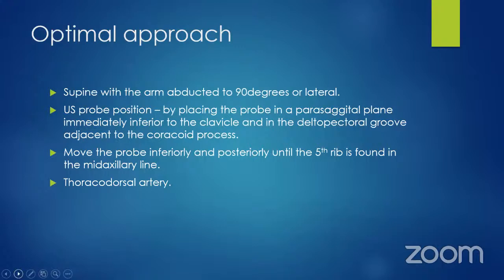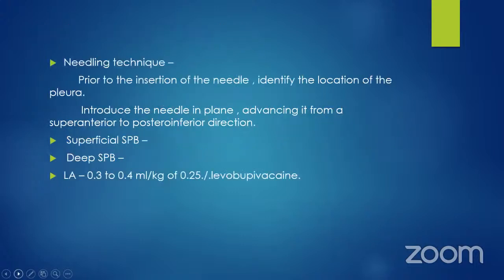For the serratus anterior plane block, the patient can be kept supine with the arm abducted to 90 degrees, or lateral. The ultrasound probe is placed in a parasagittal plane immediately inferior to the clavicle, in the deltopectoral groove adjacent to the coracoid process. We move the probe inferiorly and posteriorly until the fifth rib is found in the mid-axillary line. We need to be cautious about the thoracodorsal artery. We should not puncture the artery.